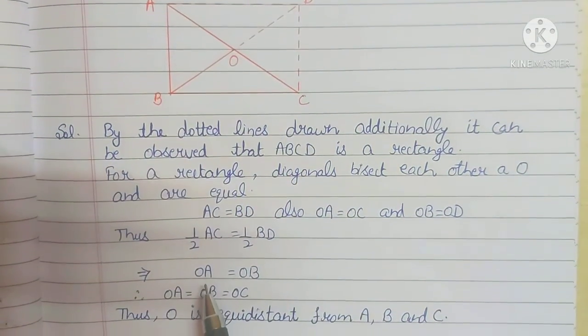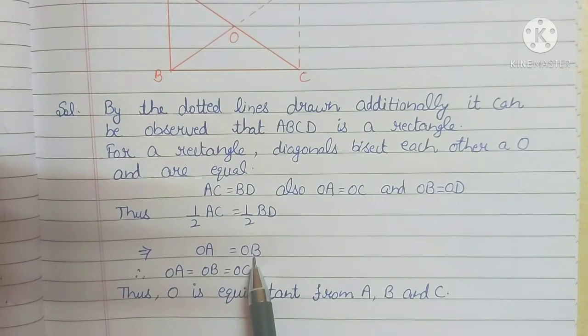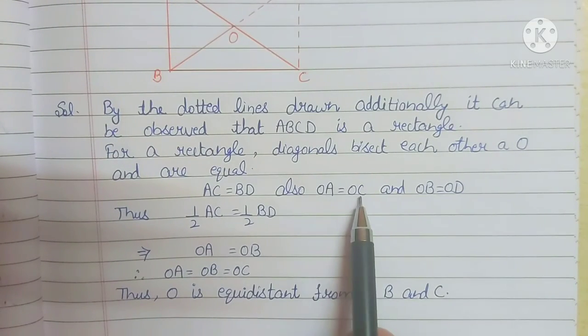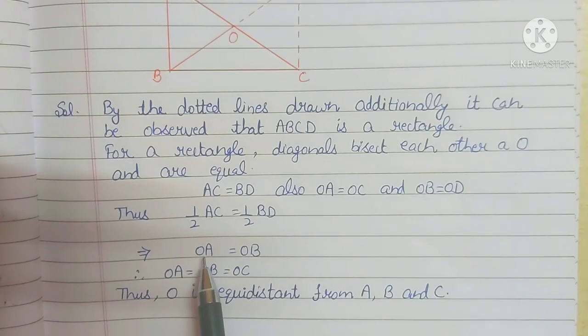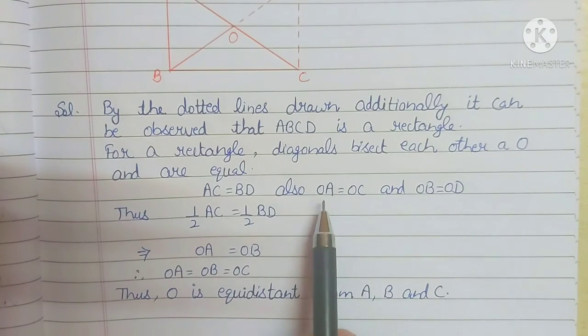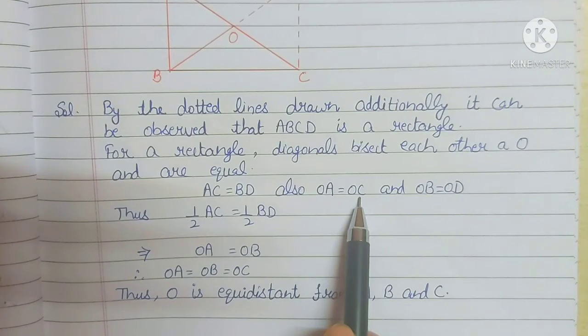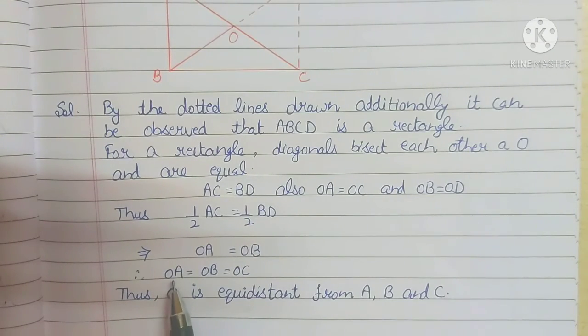So what we get? We get OA equals to OB. But OA is also equals to OC. So what we can say here, OA is equals to OB, OA is also equals to OC. So what we get? We get OA equals to OB equals to OC. It means O is equidistant from A, B and C.